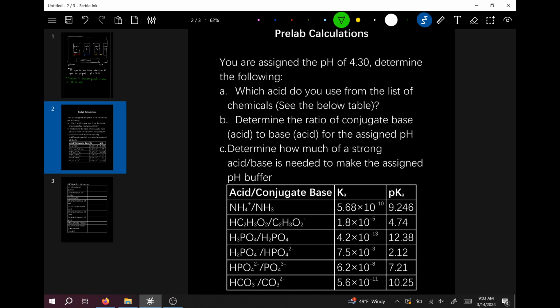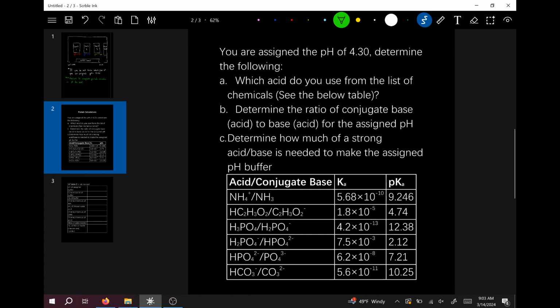The first question we have to answer is, which of the following acids, along with its conjugate, are you going to choose to make the assigned pH? In the laboratory, we're going to have available to us acetic acid and acetate, ammonia and ammonium, phosphoric acid, carbonic acid, and I think there's going to be oxalic acid, but you won't have to deal with oxalic acid. All right, so that's the first question.